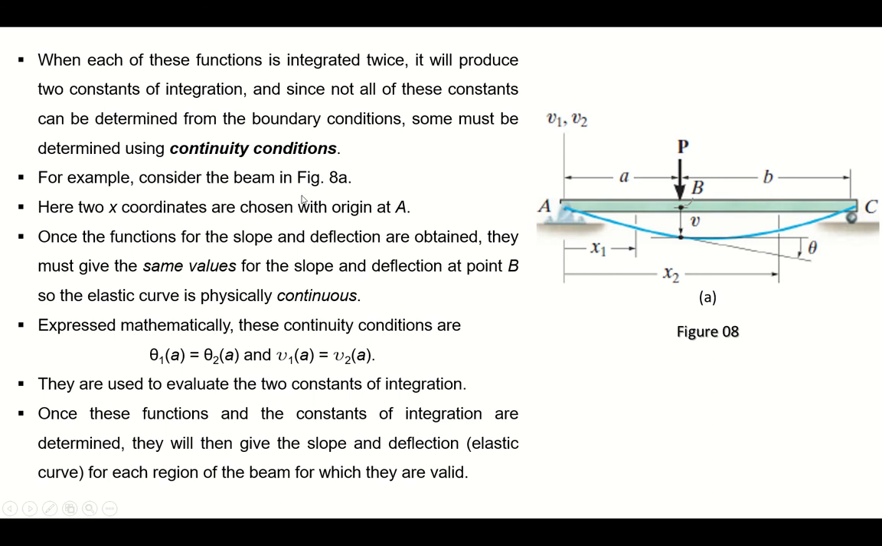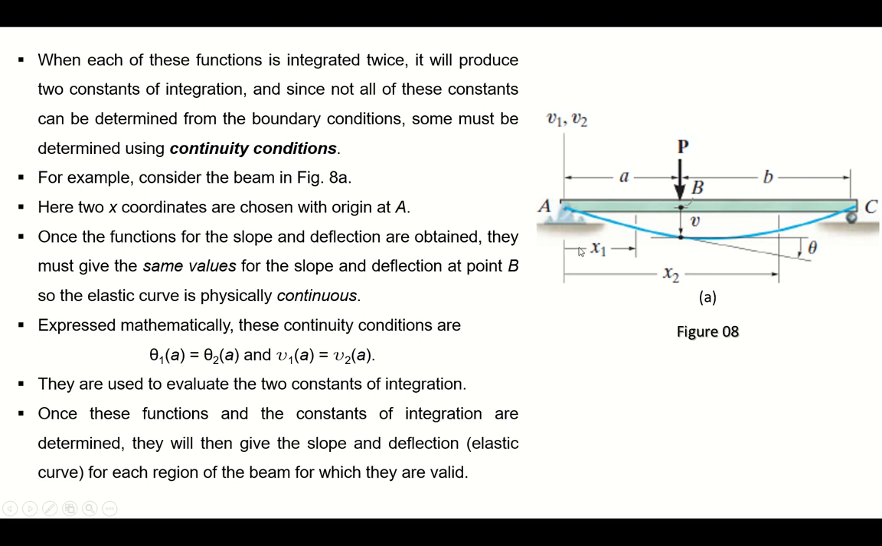For example, consider the beam in figure 8a. This is your figure 8a and this is the beam. Here 2 x coordinates are chosen with origin at A. This is your origin where x is equal to 0, right? Once the functions for the slope and deflection are obtained, once you derive the equation, right, they must give the same values for the slope and deflection at point B.